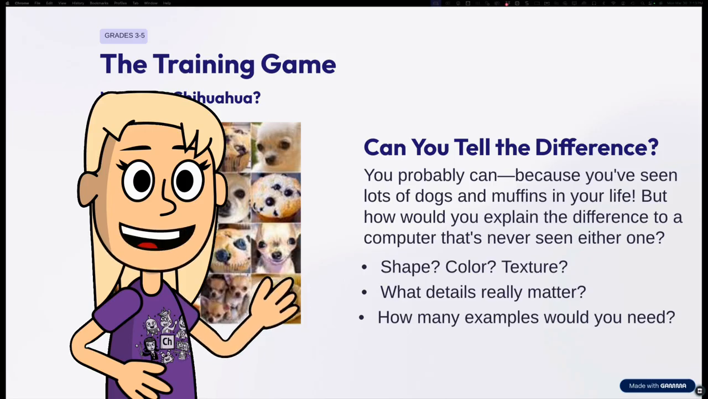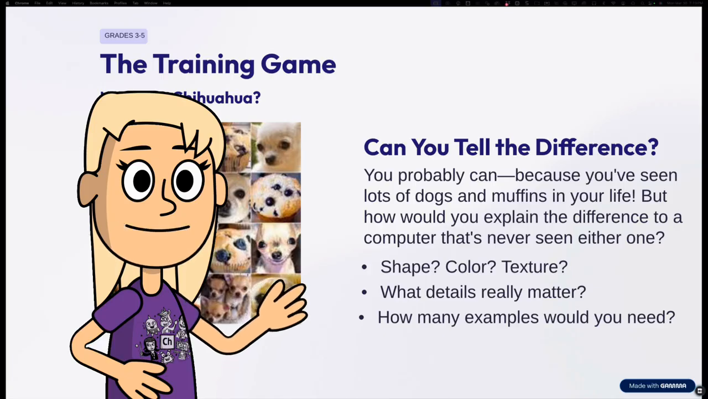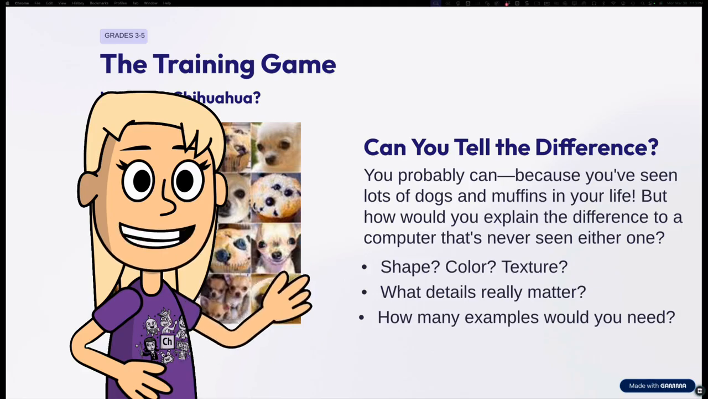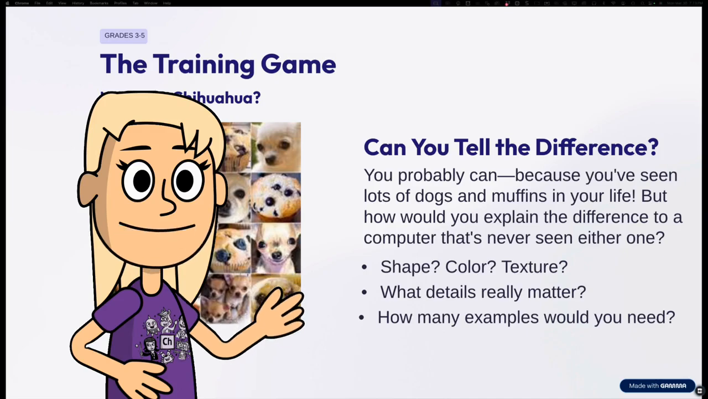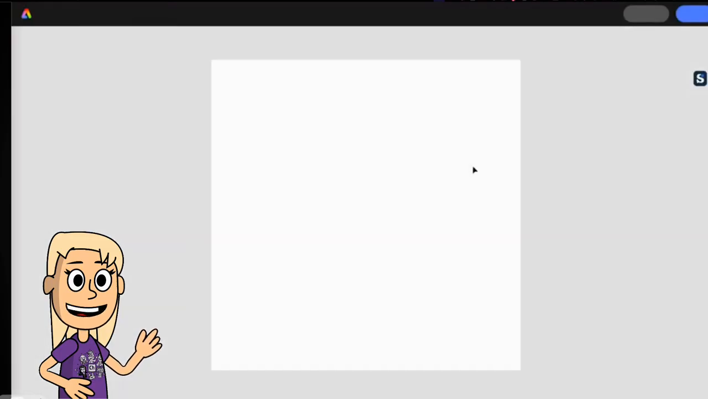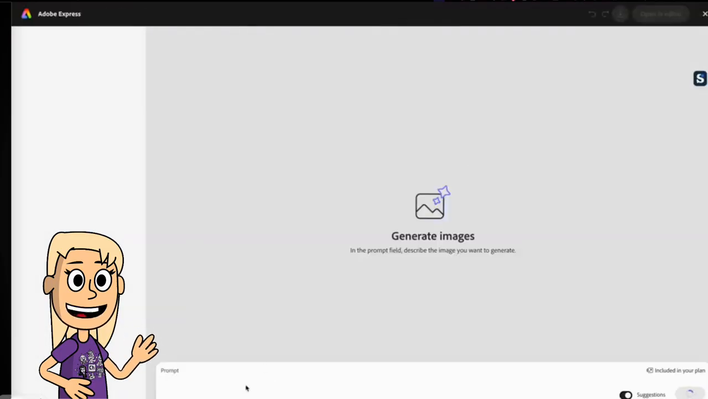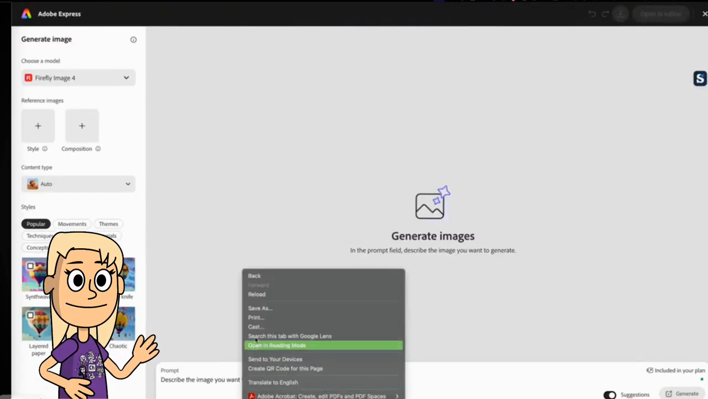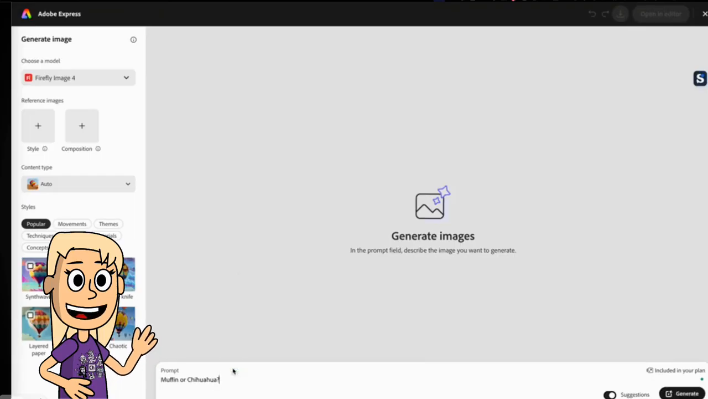Now, to be honest, this AI image of muffins and dogs was generated when AI first went public, and it wasn't well trained yet. Let's do an experiment to see how much AI has or hasn't improved itself. Let's start with Adobe Express. What do you notice? What do you wonder? After you watch it, pause this video to have a class discussion about what you noticed, and when you're finished, come on back.